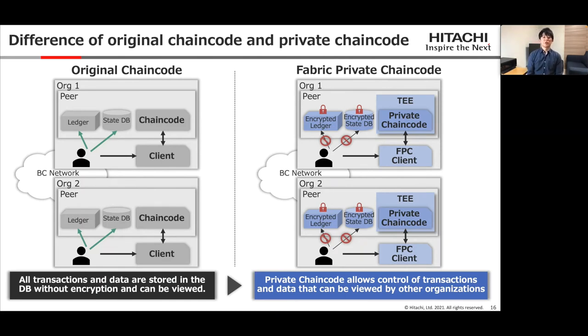Here, we will show the difference between the original chaincode and the private chaincode. For both, the user invokes the chaincode in the peer to execute the transaction. The transaction is processed on the chaincode. The transaction is written to the ledger, and the result is written to the state database. Since the original chaincode stores the contents of the ledger and state database in plain text, users can directly access them to check the contents.